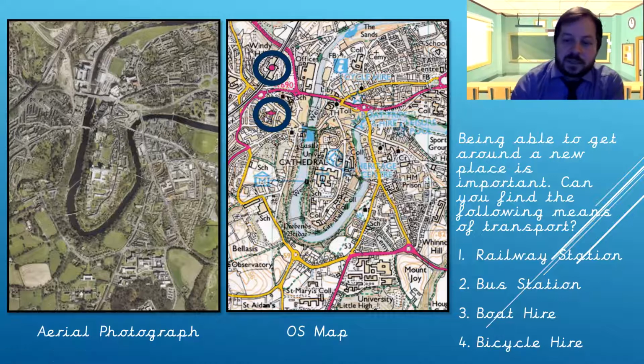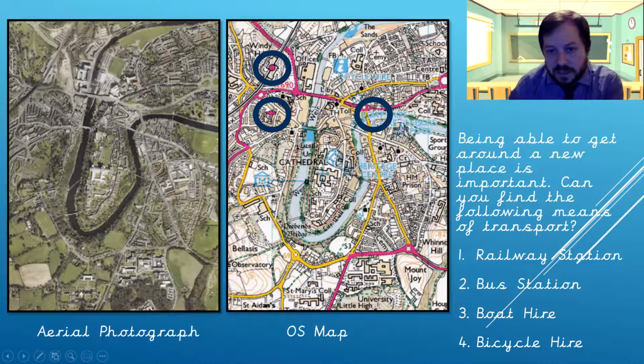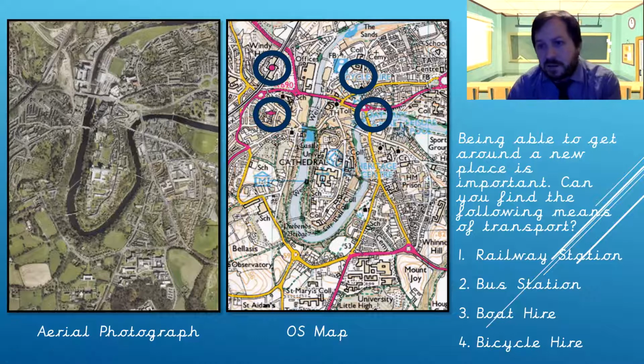Then we're looking at a boat hire, and actually the boat hire is written in blue. It's here, boat hire, and it's somewhere on the river just around here. And the same with cycle hire. You can see it here, written in blue. There it is, and it'll be somewhere in this area here. So sometimes it's symbols, sometimes it'll be writing, depending on the frequency of that thing occurring.